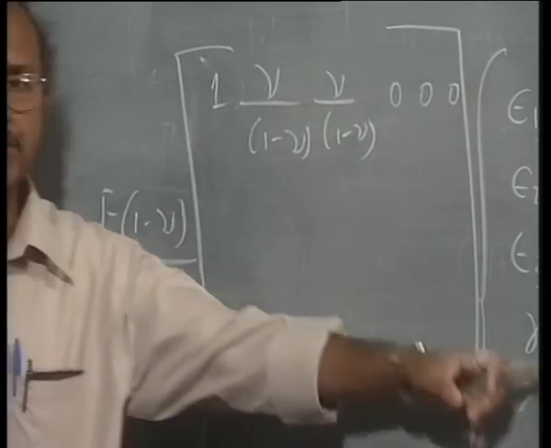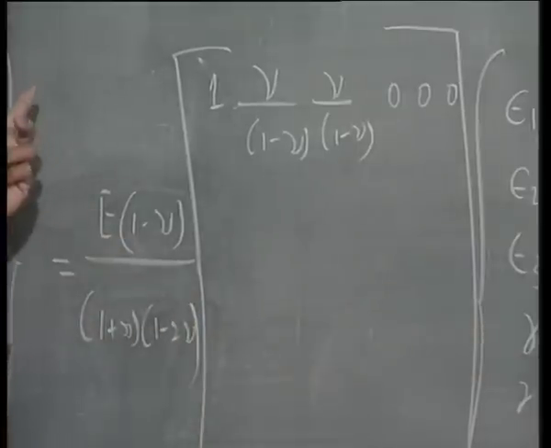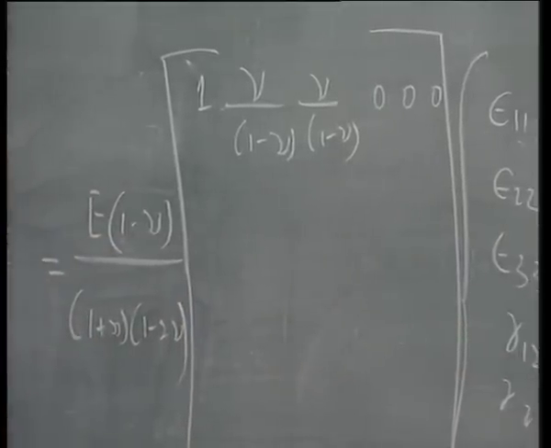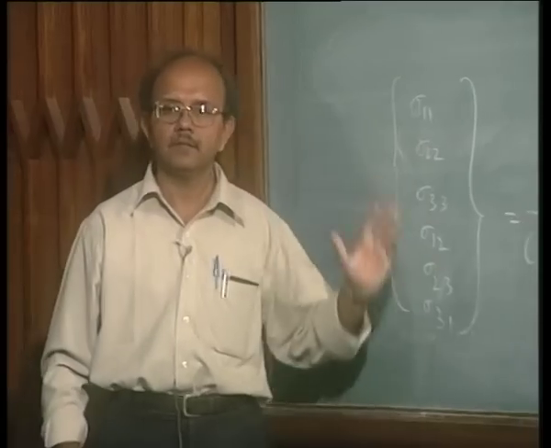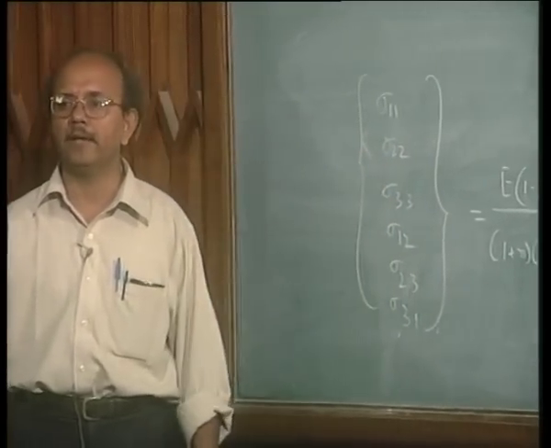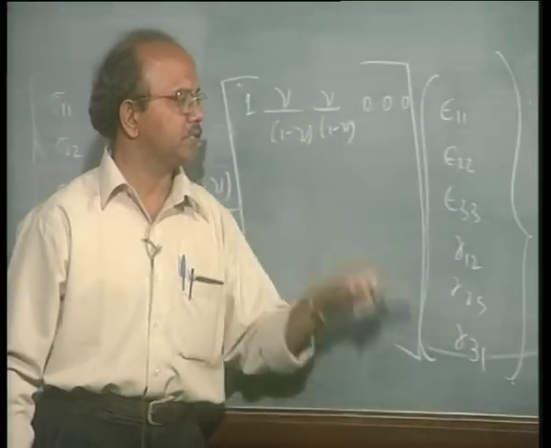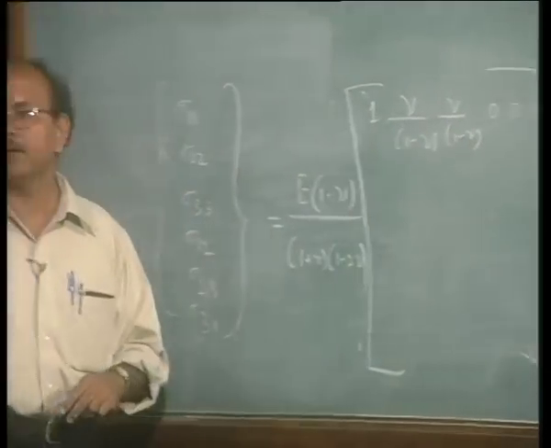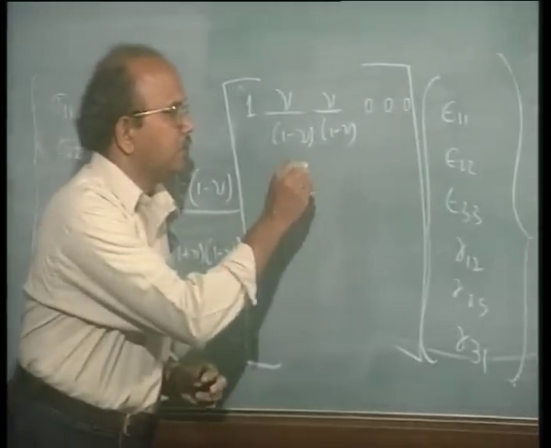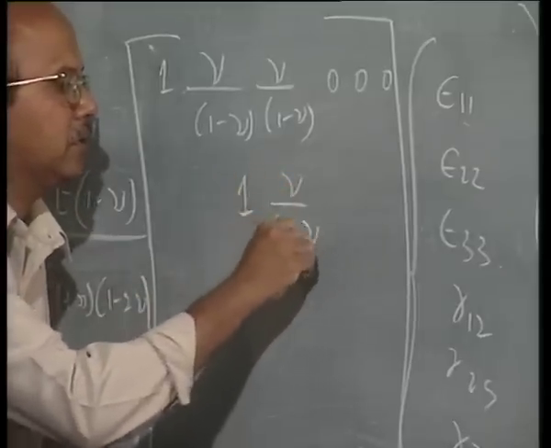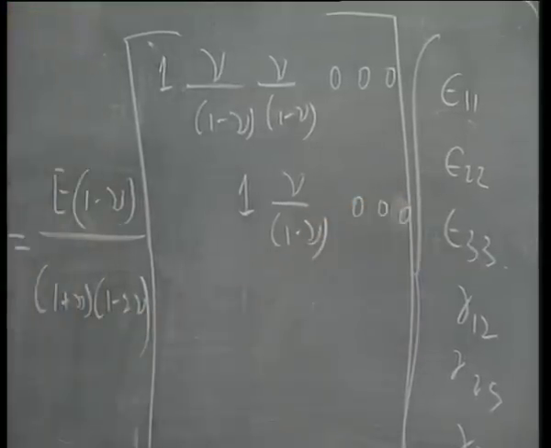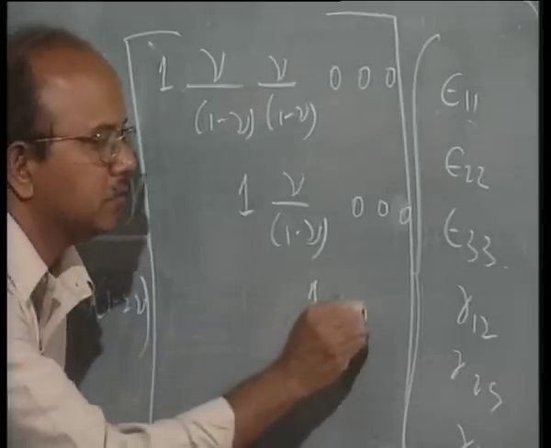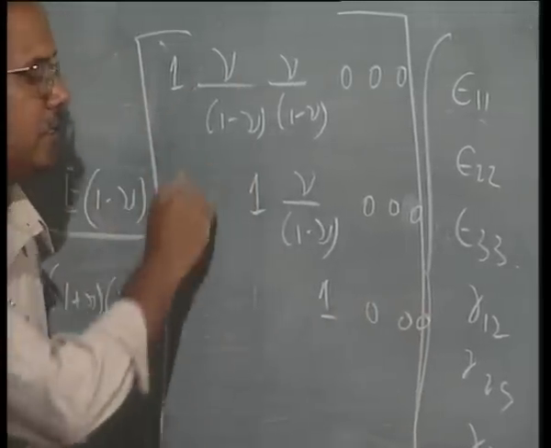So what does this indicate? This indicates that the shear strains have no effect on the normal stresses. They have no role to play as far as the shear strains are concerned. So the second line starts with nu divided by 1 minus nu, then 1 gets repeated, and the third line starts with nu divided by 1 minus nu, nu divided by 1 minus nu, 1, 0, 0, 0, and all these are symmetric terms.